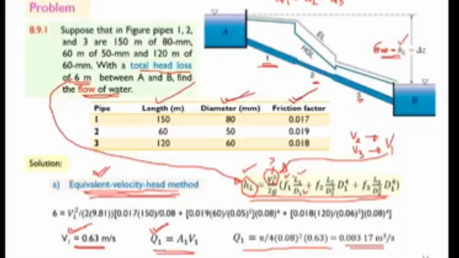But if you proceed with V2, you can calculate Q2, or you can express V2 and V1 in terms of V3. Then you will calculate V3, and you can calculate Q3. Meaning to say, it's not always that you will calculate V1 and then Q1. It can be V2, it can be V3, and so on if we have more pipes connected in series.